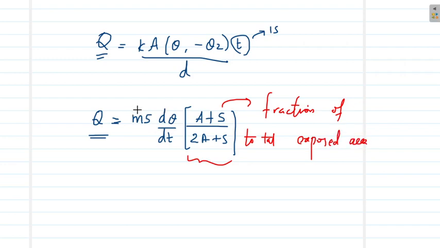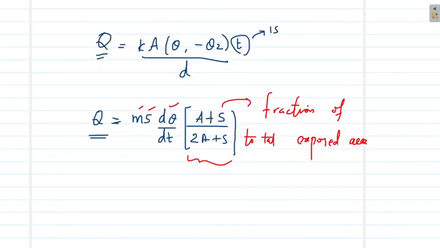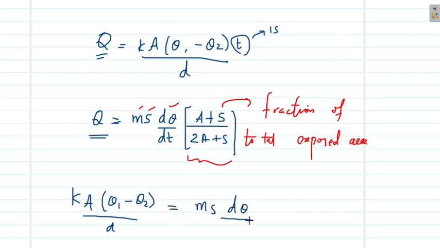And we should multiply by mass into specific heat into rate of change of temperature to find the quantity of heat that is being radiated. The product of all these will give you how much heat is being radiated out through the bottom cylinder. So we can equate these two under the steady state condition. K into A into (theta 1 minus theta 2) divided by D, into t which is 1, is equal to m s into d theta by dt into (A plus S) divided by (2A plus S). Now equating these two, you can find the K value.